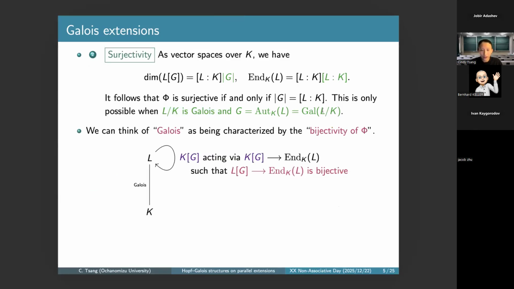So this perspective gives us a different way of thinking about when an extension is Galois. This observation says that we can think of Galois as being characterized by the bijectivity of this map phi. So you have an extension L over K, say it's Galois, and you take G to be the Galois group. Then you have this natural action, and Galois is precisely when you extend scalars to L and you get a bijective map.